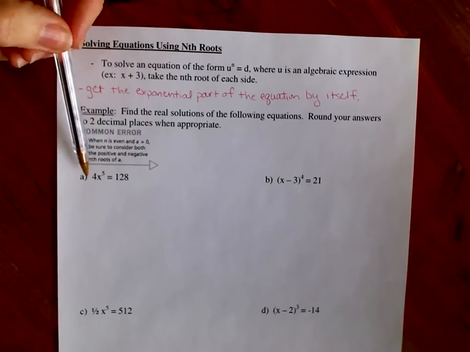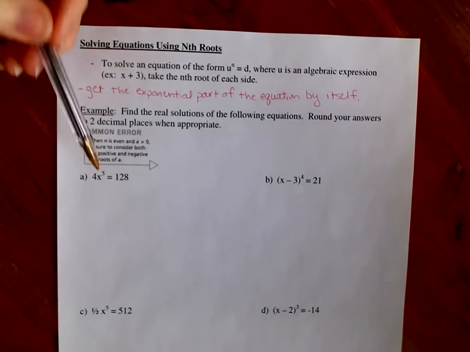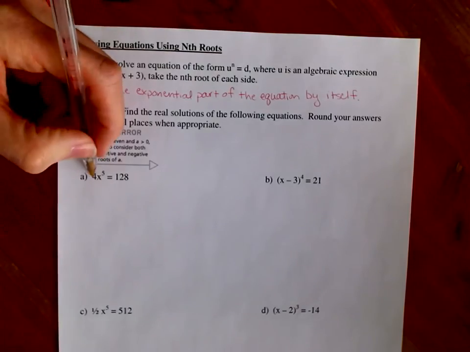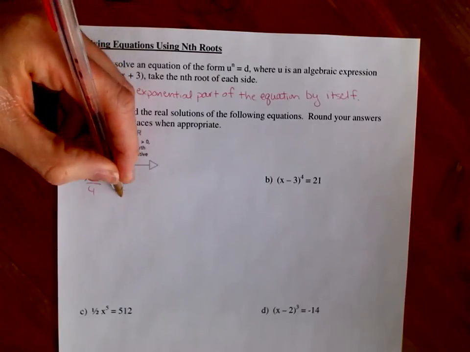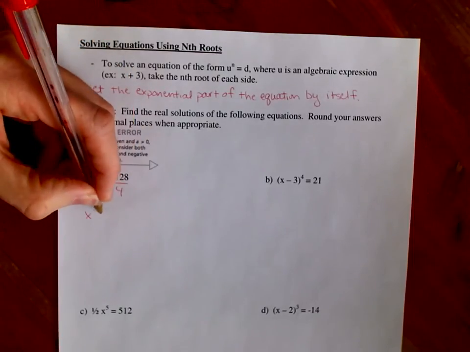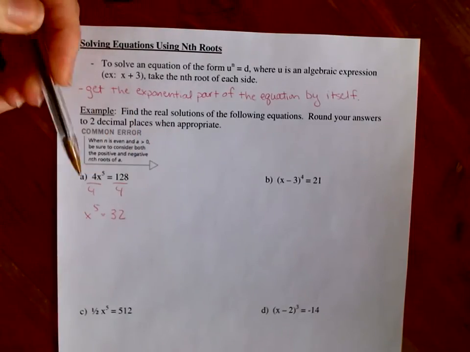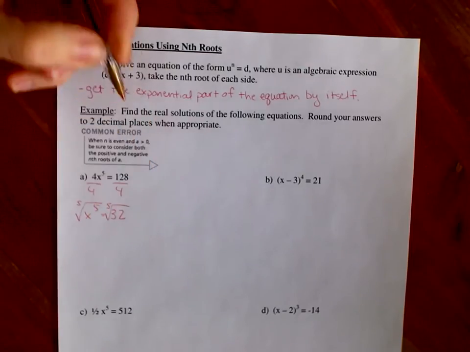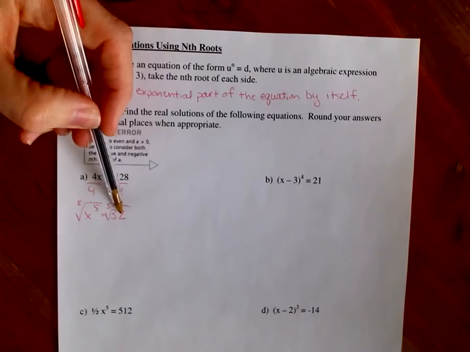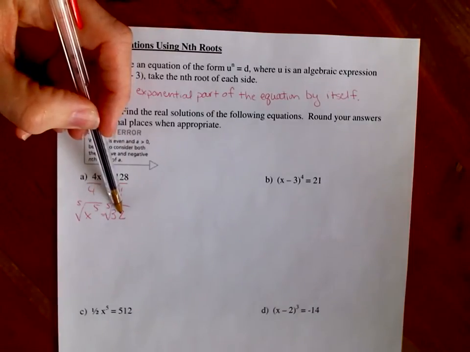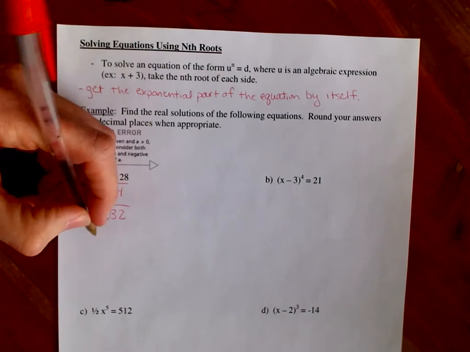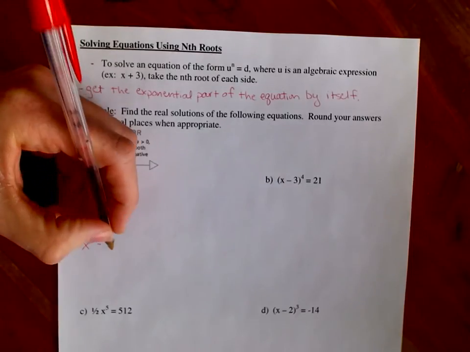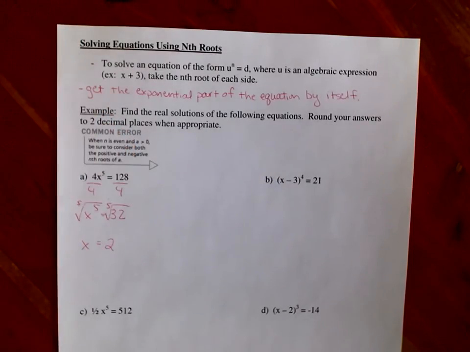If we look at example A, we have 4x to the fifth equals 128. The 4 is not being raised to that fifth power, so I need to undo the 4 first. Since it's 4 times that, I'm going to undo it using division, and that will get me to x to the fifth equals 32. Now, to undo the fifth power, I am going to introduce the fifth root. Notice I have an odd index and a positive radicand, so I will have one positive real nth root. The fifth root and the fifth power undo each other, so I will just be left with x, and the fifth root of 32 is 2, and there is your solution.